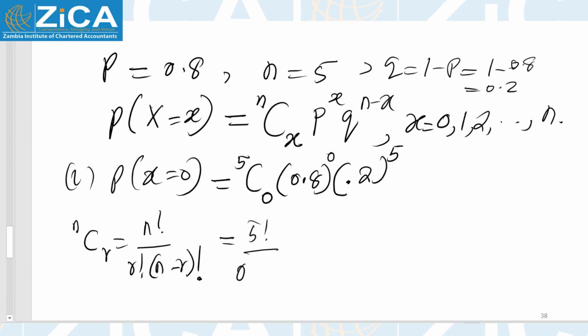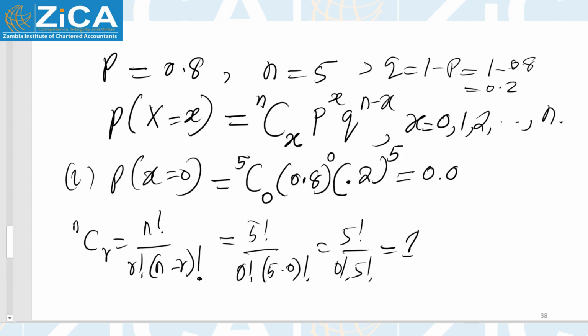Over your R, you are picking 0 factorial. And here you have 5 minus 0 factorial, which is just 5 factorial over 0 factorial and 5 factorial. That will cancel to just give you the number 1. And using a calculator, again, 0.2 to the power 5 will give you 0.00032.